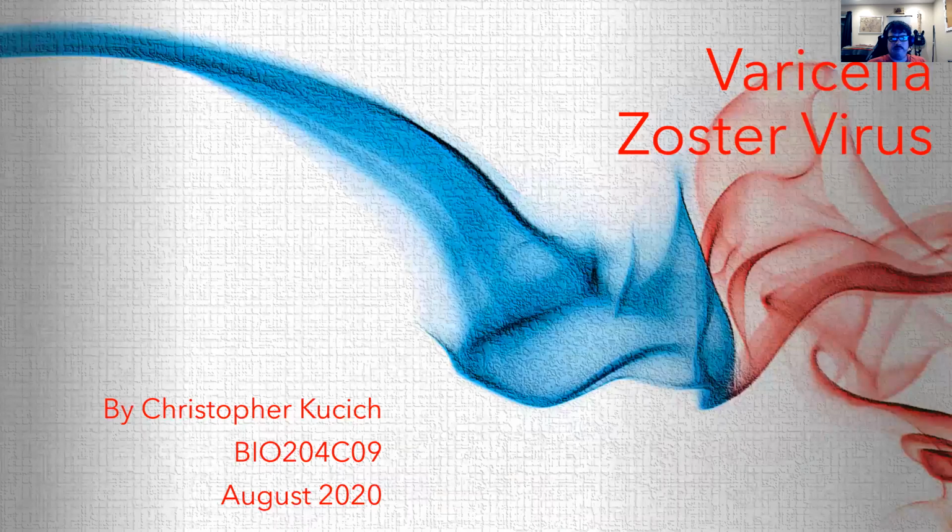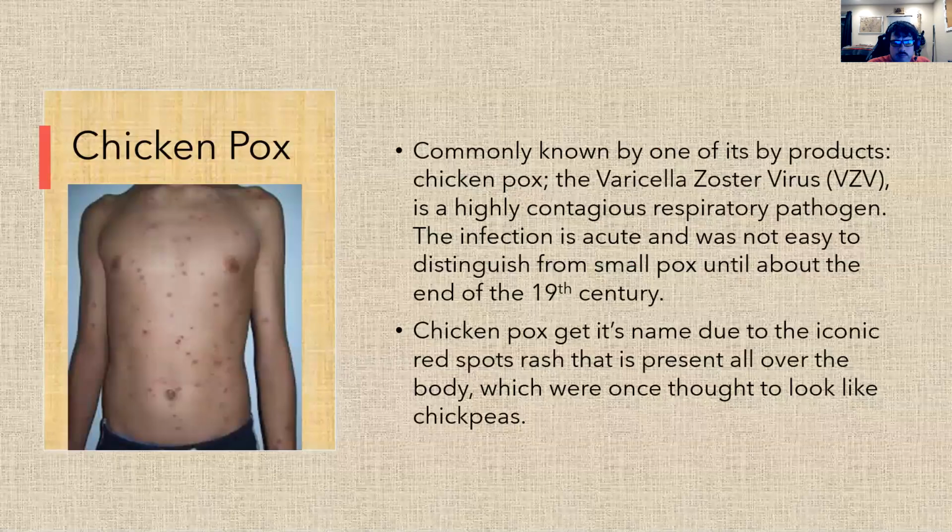All right, I chose Varicella Zoster virus, also known as the chickenpox. Chickenpox got their name due to the iconic red spot rash that's present all over the body, which were thought to look like chickpeas. Commonly known as chickenpox, the actual name is Varicella zoster virus. It's a highly contagious respiratory pathogen that is an acute infection, and it was really hard to distinguish from smallpox for a long time until the end of the 19th century.